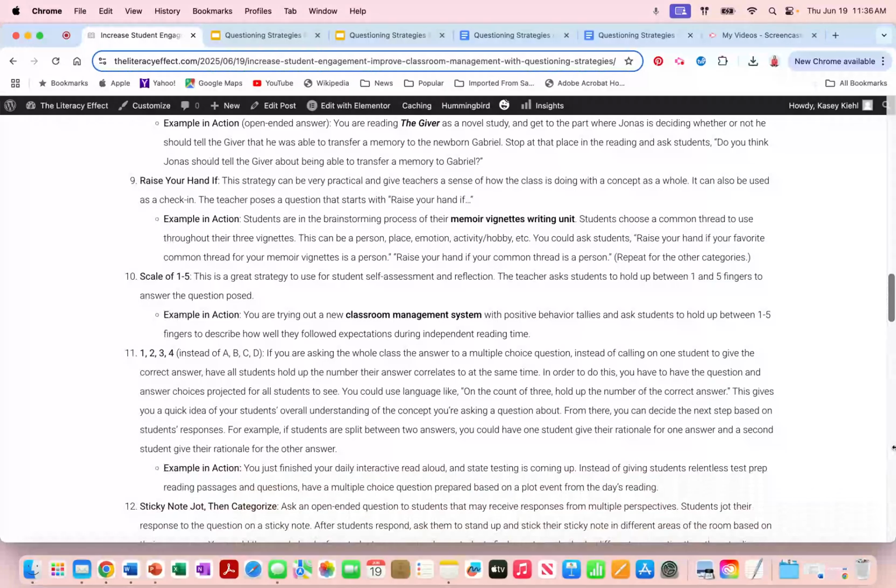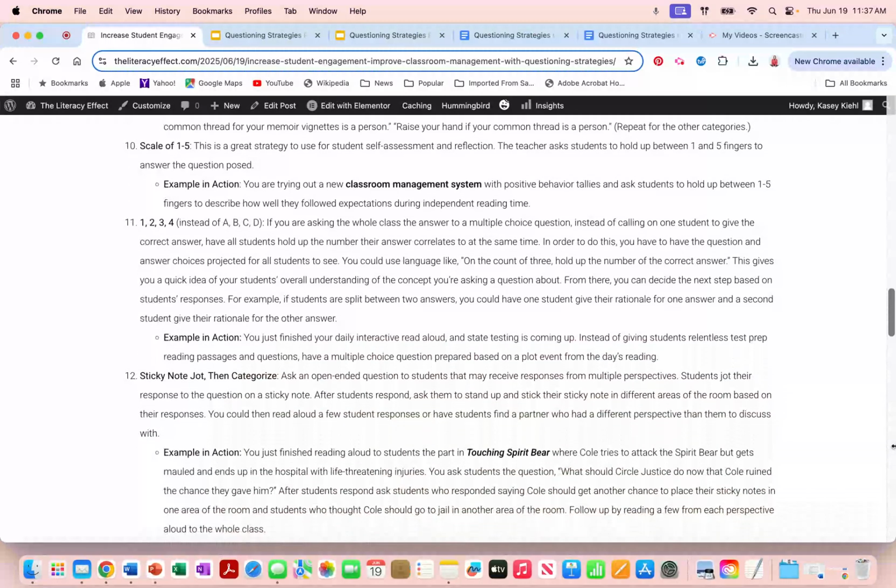The example I give here is, you're at the beginning of a writing unit and students are deciding on their topic. And in this case with the memoir vignette, students are picking between person, place, emotion, or activity / hobby as their common thread. So you could just say, raise your hand if, to get a sense of what is the common thing that most students are using, or is there a variety?